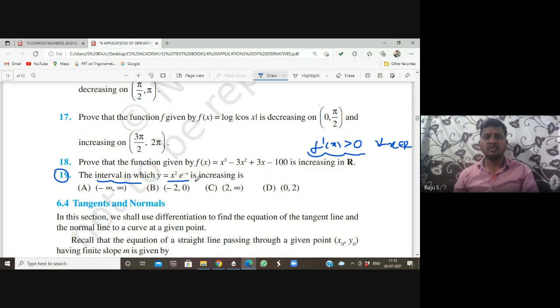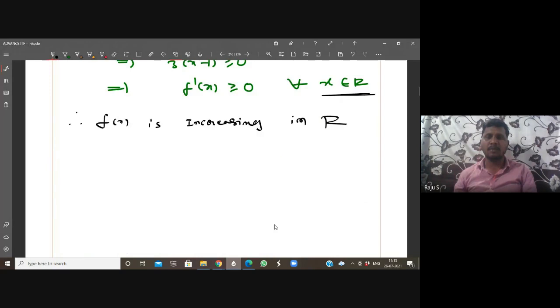x square into e power minus x is increasing in which interval? So for that, what shall we do here? Find f dash of x, equate it to 0, and find the critical values. So what is the function? y is equal to x square e power minus x.